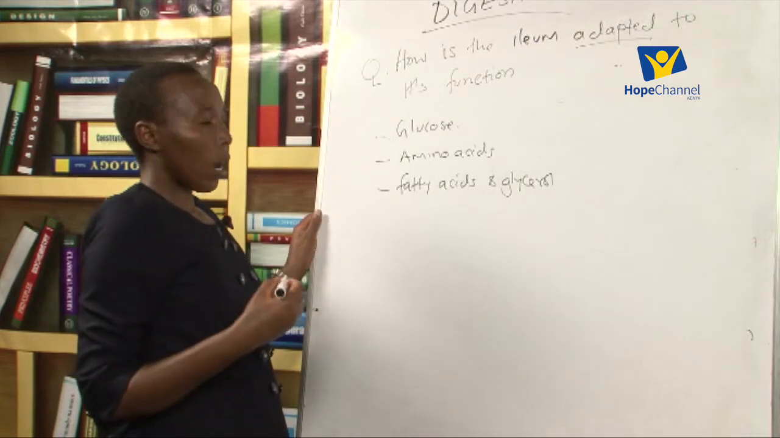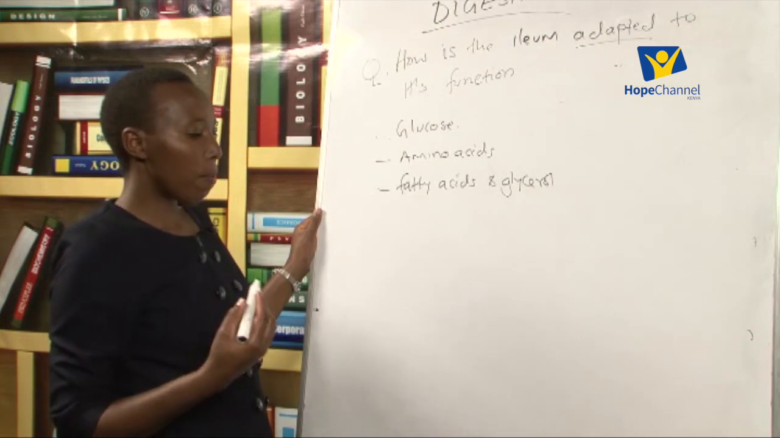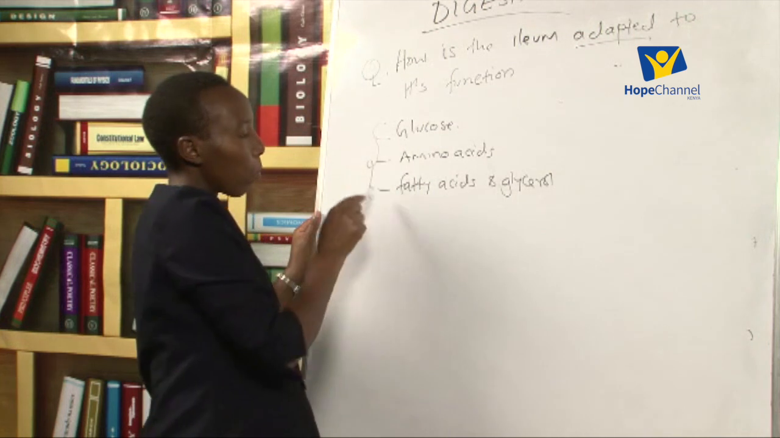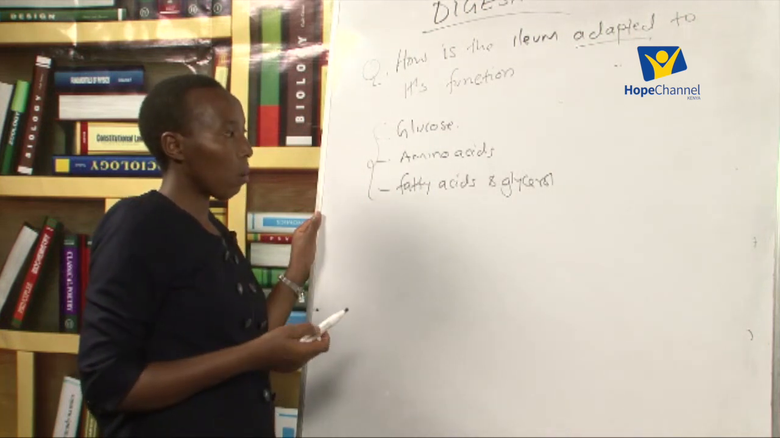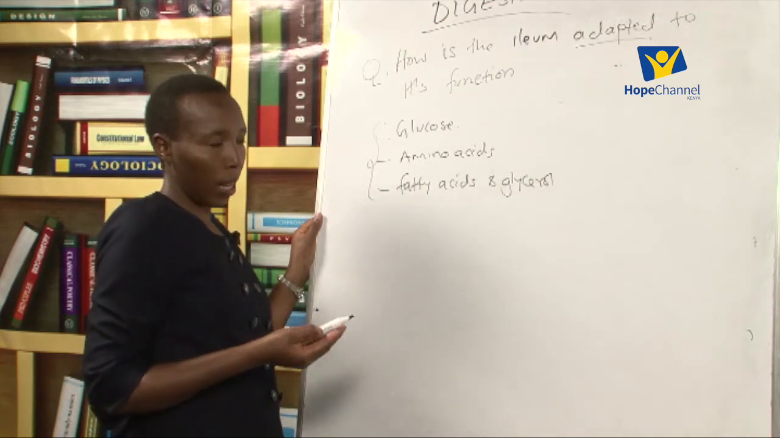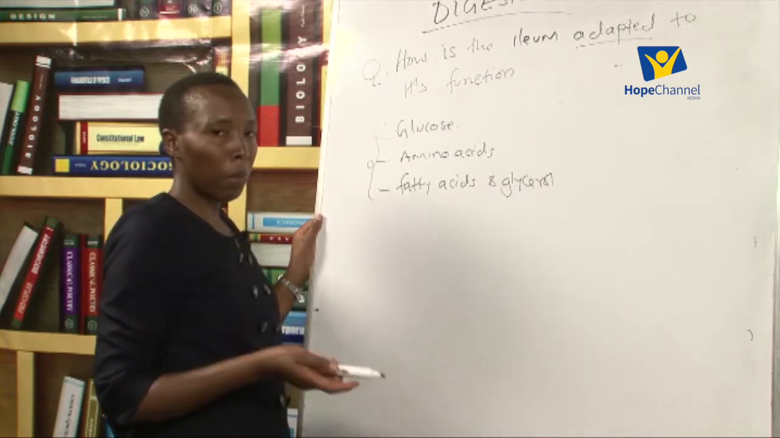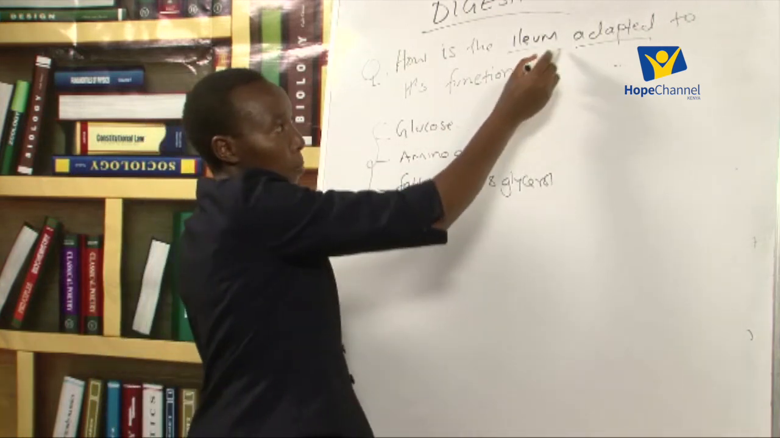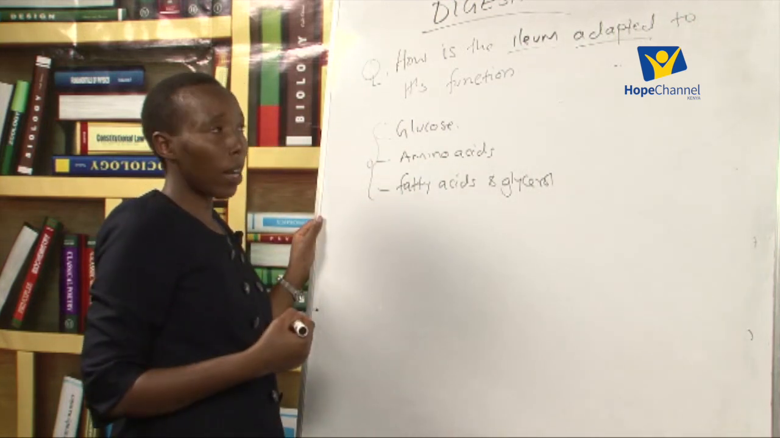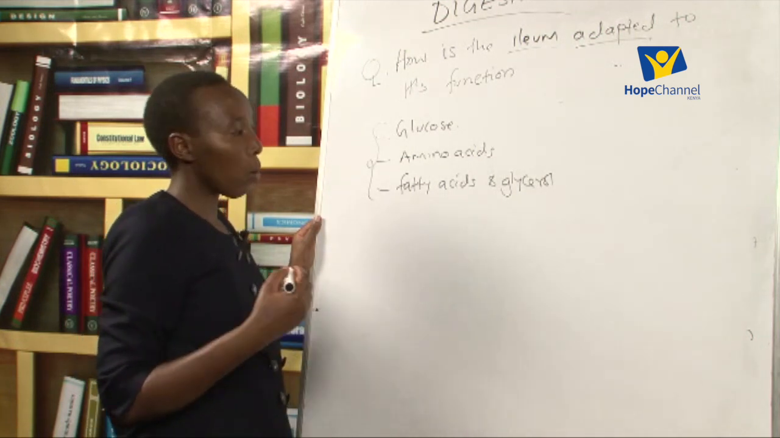Now, when I talk about absorption, what do I refer to? Absorption refers to the process whereby the soluble products of digestion diffuse into the cellular lining of the villi. Remember when we were discussing the adaptations, we said that the ileum has numerous villi. There are villi and microvilli, which increase the surface area for absorption.